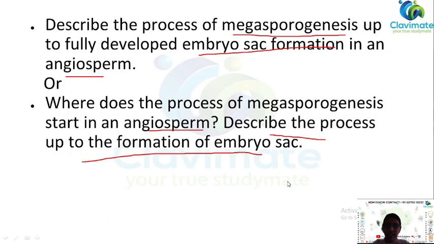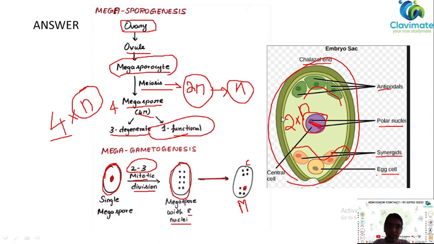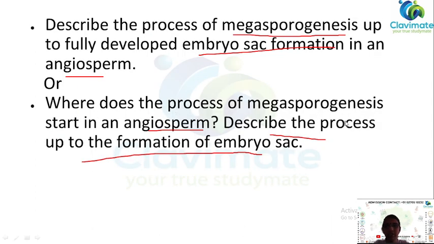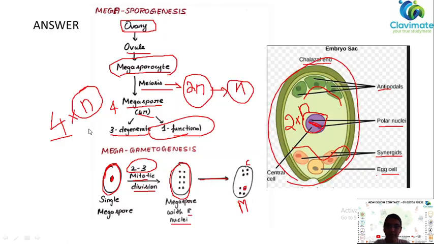So your question is describe the process of megasporogenesis up to embryo sac formation, and for this you have to write, and if the question is where does the process of megasporogenesis start, it starts from megasporocyte. So you have to answer that question.